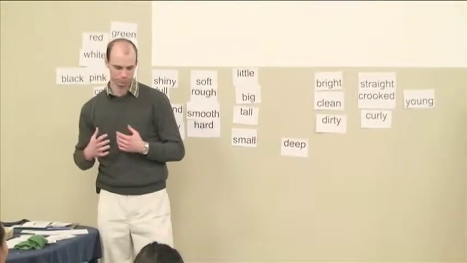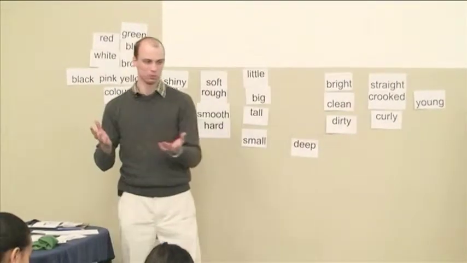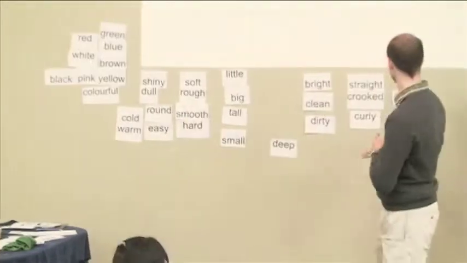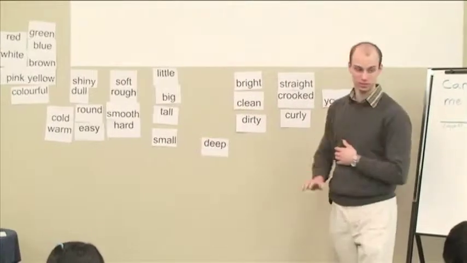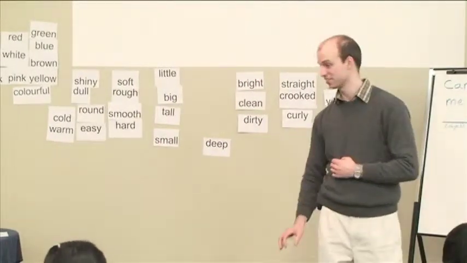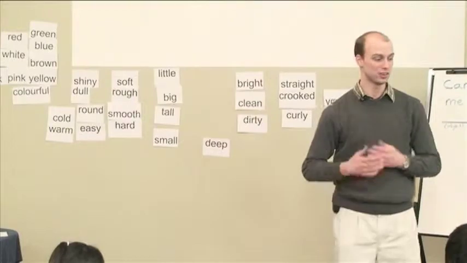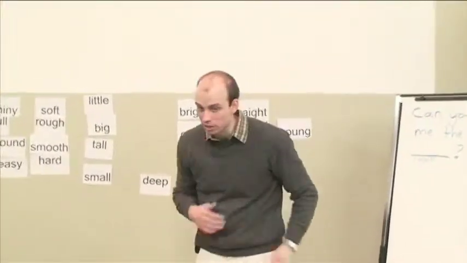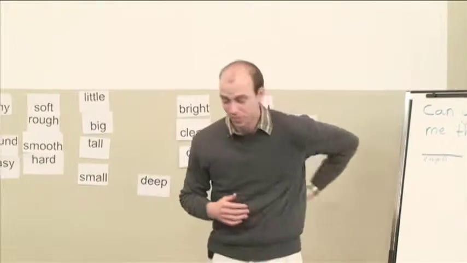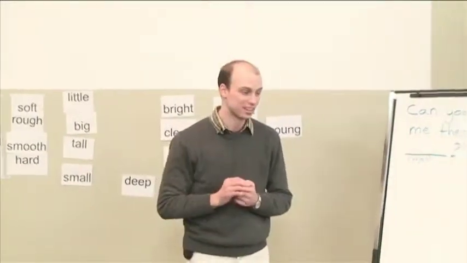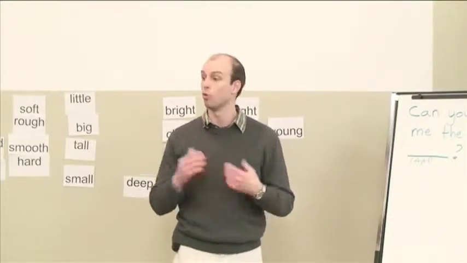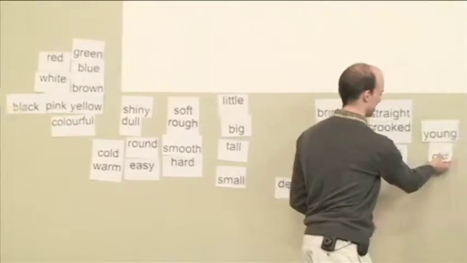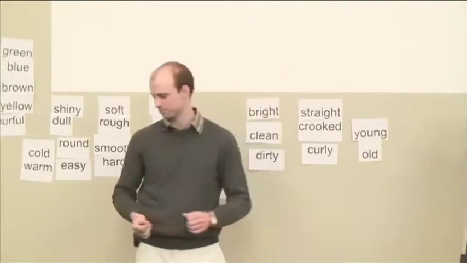Now, we know that some of you are as young as 10, right? We've got young over here, okay? Children, very young. They're very young. And then you have somebody like me. I have no hair anymore. And sometimes I walk like this, okay? What's the opposite of young? Old. Old, okay. This is a very familiar word. This is good. So we've got young and we've got old.